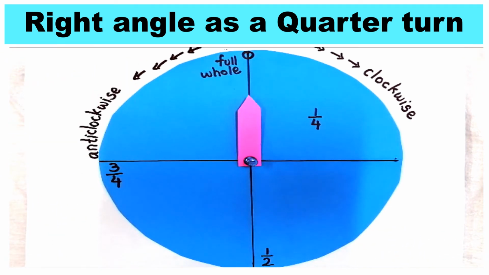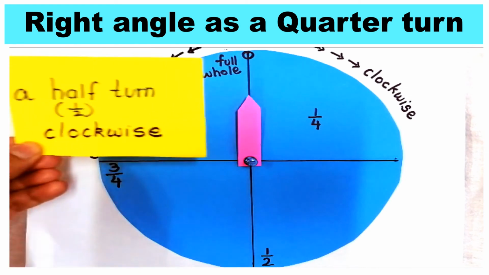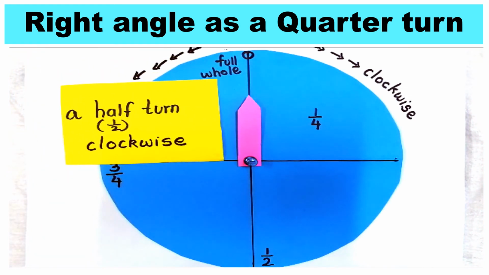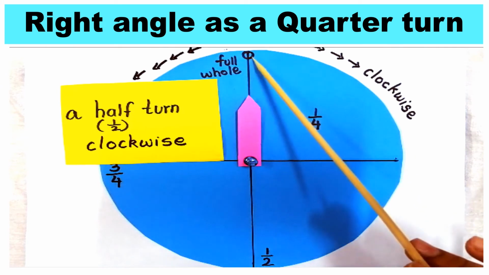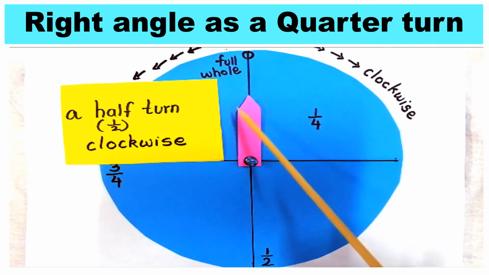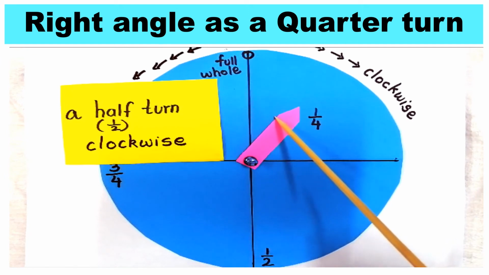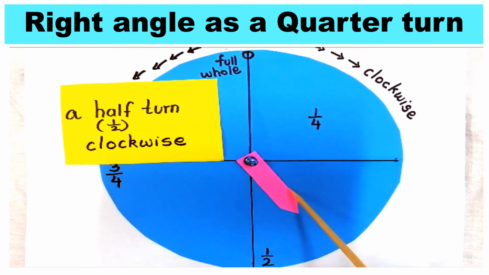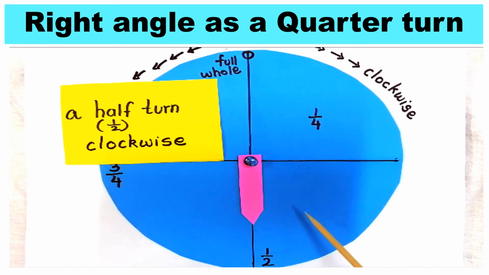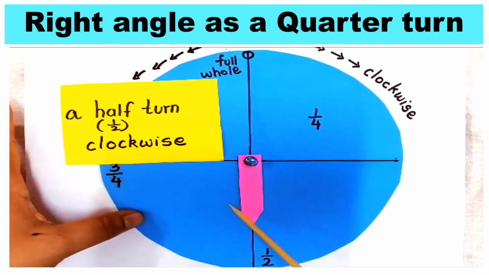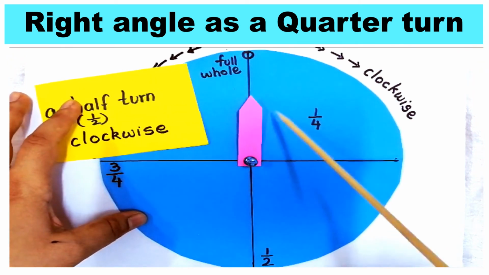And our second turn, we call it as a half turn. Half turn in clockwise direction. Let's bring our pointer in this direction. A half turn in clockwise. As you can see, there are two right angles in half turn.